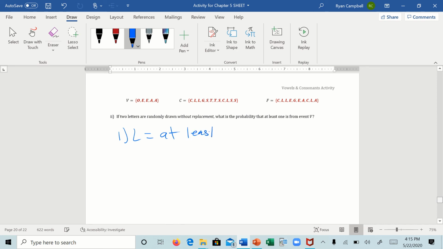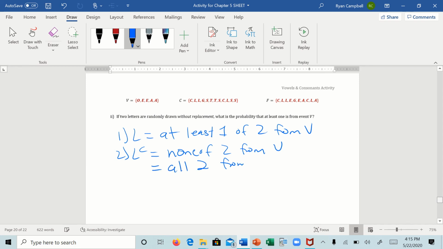At least 1 of 2 letters from V, right? That of 2 is important. It'll help us out with the step 3. So the complement means none of 2 from V, which of course means that all 2 are from C, right? If they're not vowels, then there have to be consonants. So the probability of the complement, which means the probability of the first one being C and the second one being from C.